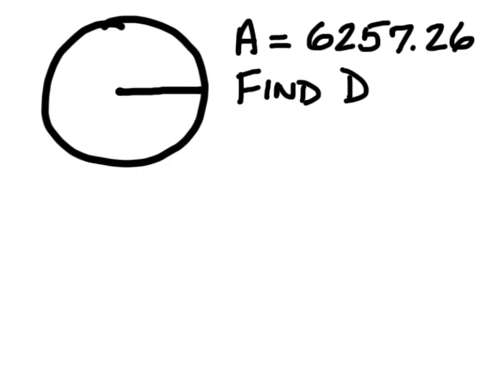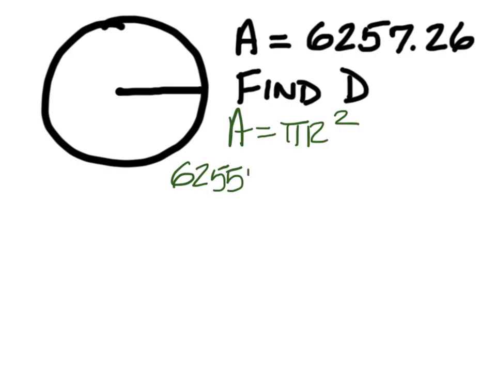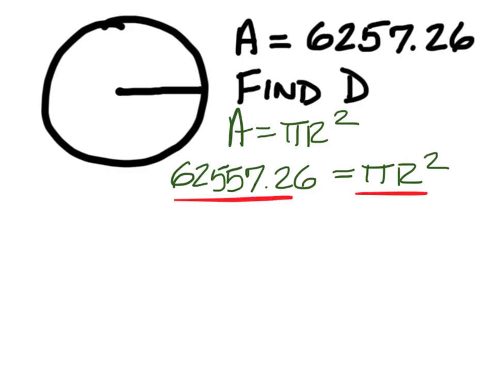What is the formula for the area of the circle? Pi r squared. And what do we put in for A? 6257.26. And then do what to both sides? Divide by pi. And these cancel out. So you get r squared. And don't do anything with this yet.